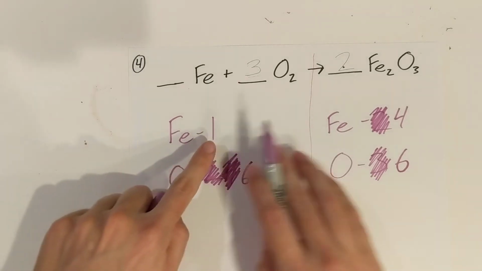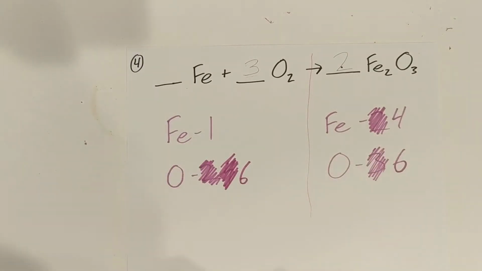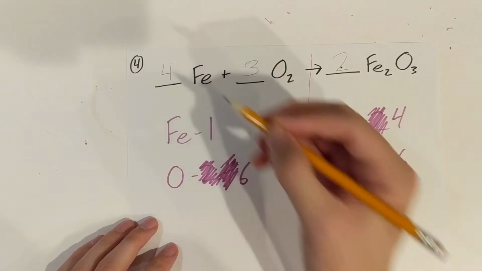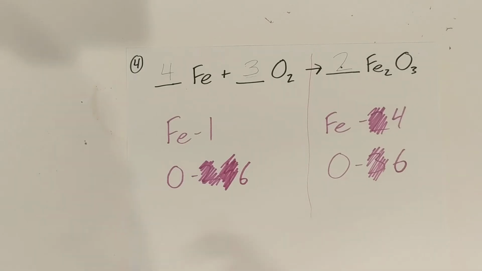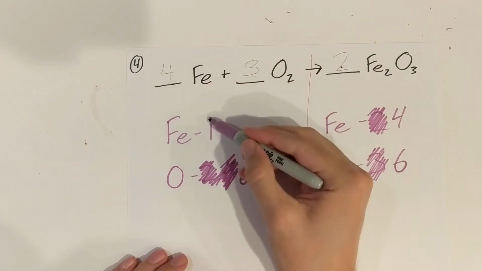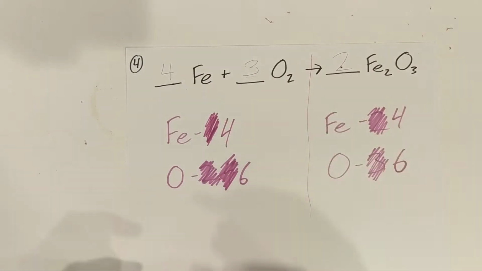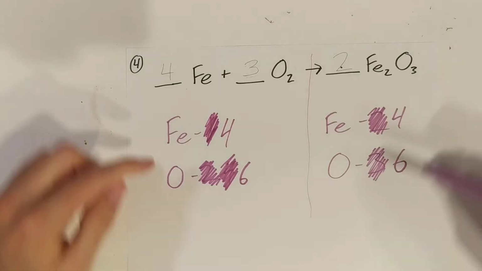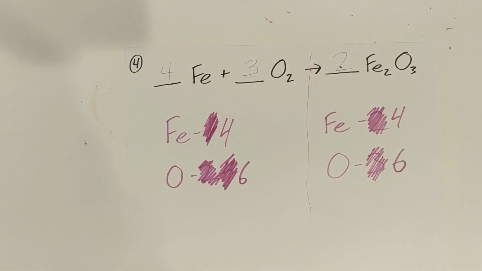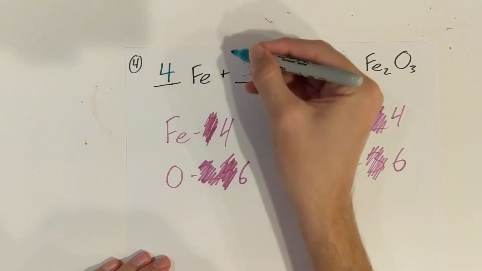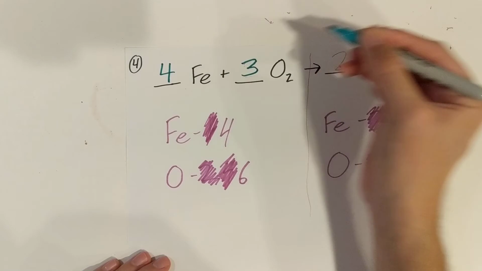And now I just have to make my iron balance out. So I need to make sure I have 4 iron on this side. Easy adjustment here. I just have to add a 4 in front of it, a 4 coefficient there. So my answer, let me finish my work here. If I add a 4 there, we got 4 iron. Iron balance out, oxygen balance out. Excellent. This will be my answer with the right coefficients.